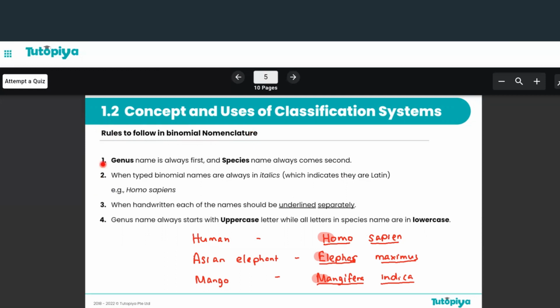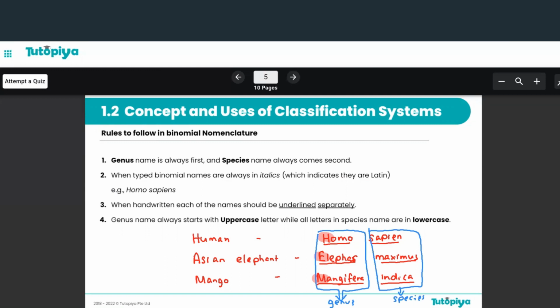Rule number 1, the genus name is always first and the species name always comes second. So you can see that, right? In this case, all these names that have come first are the genus names, and the second part of these names are always the species name. All right, that's rule number 1.